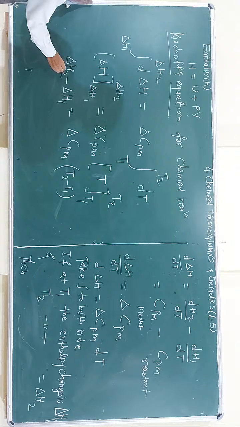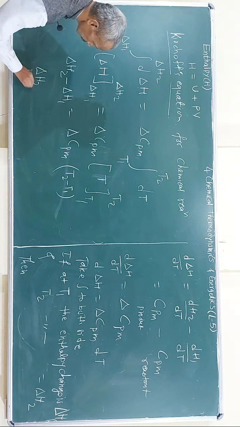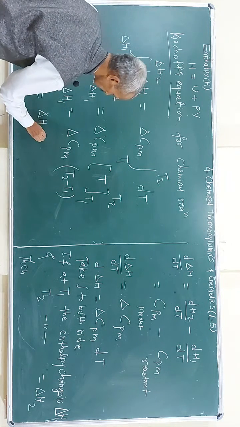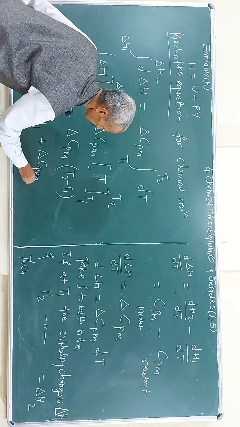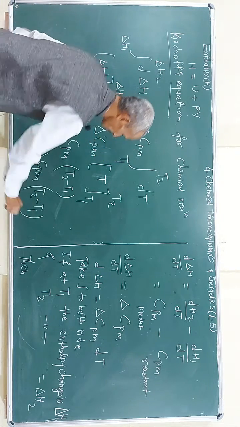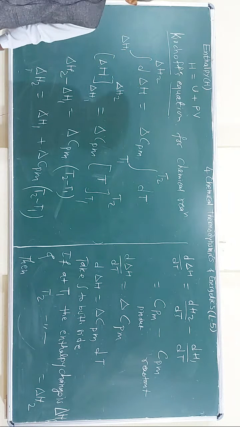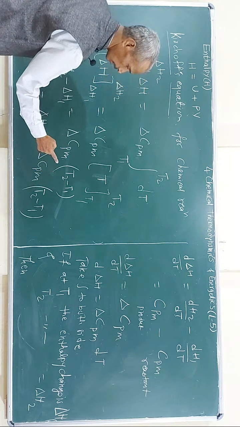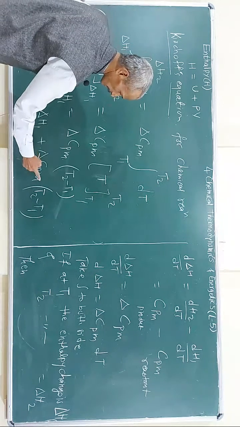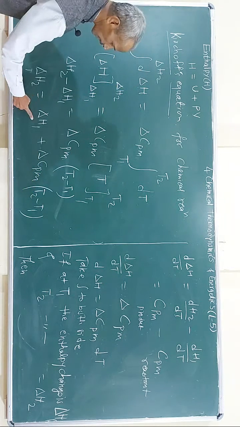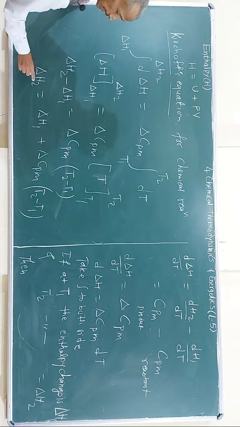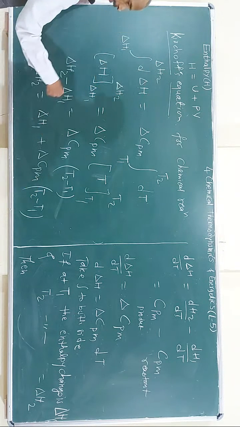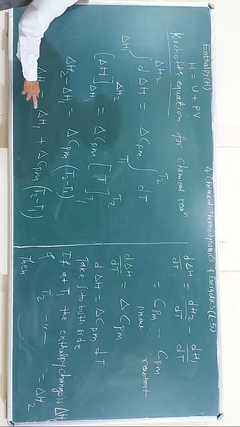So here delta H2 is equal to, rearranging, delta H1 plus delta Cp,m times (T2 minus T1). So this is Kirchhoff's equation. And what is the application? If you know the molar heat capacity at constant pressure, and at any temperature, suppose T1 and delta H1 are known, then delta H2 can be determined. Or if Cp,m is known and T2 is known, then for any other temperature T1, delta H1 can be determined.